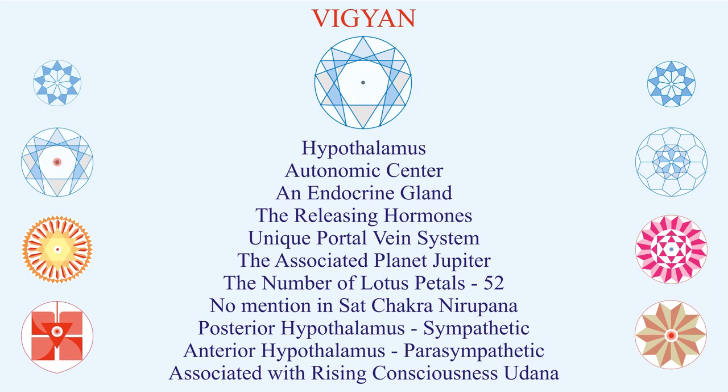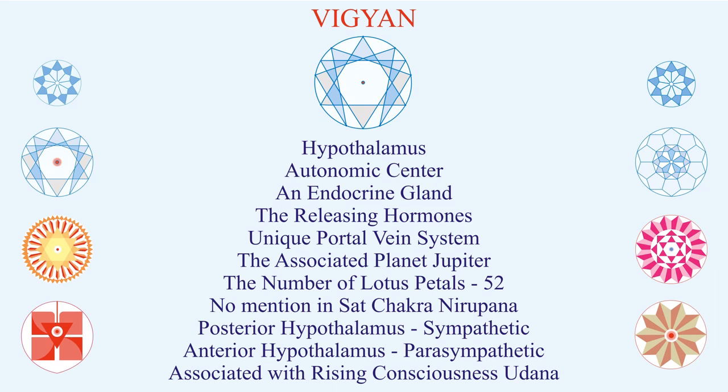But according to Akhand Vidyashram, the number of petals is 52 and is closely associated with Jupiter. The distance of Jupiter divided by 15 is equivalent to 52. I have already explained this in the last video, and I said there is no mention in Satchakra Nirupana.